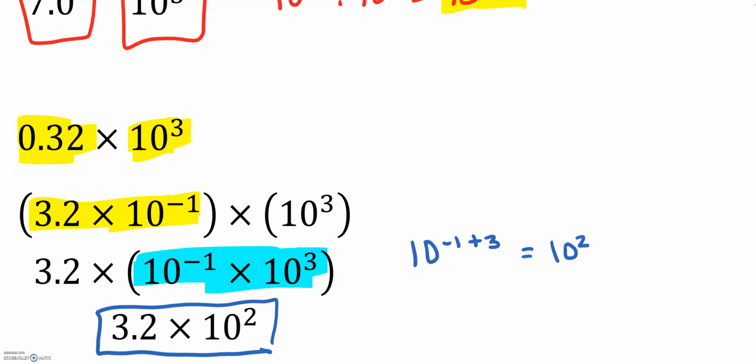The other way you can look at this is I started out with 0.32 times 10 to the 3rd. I had to make 0.32 bigger by one place, so I ended up making my 10 to the 3rd smaller by one place to make up for that. So that's another way to look at it.